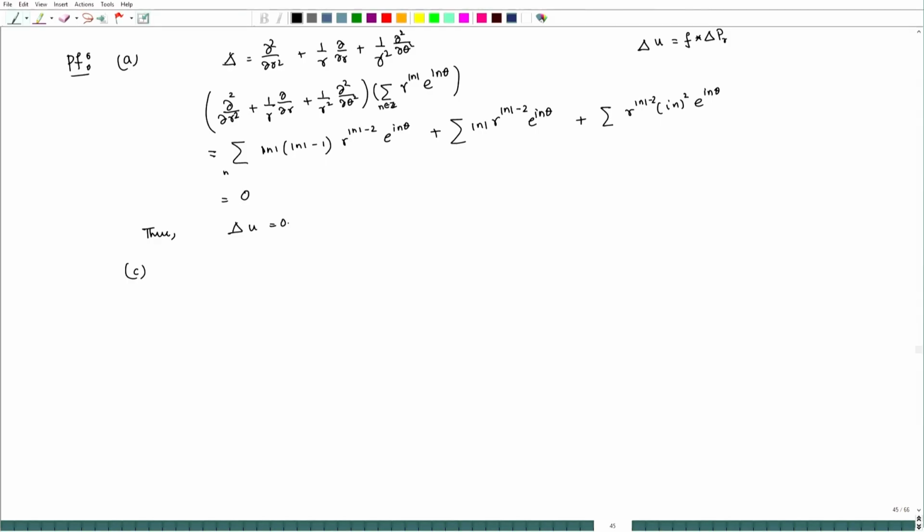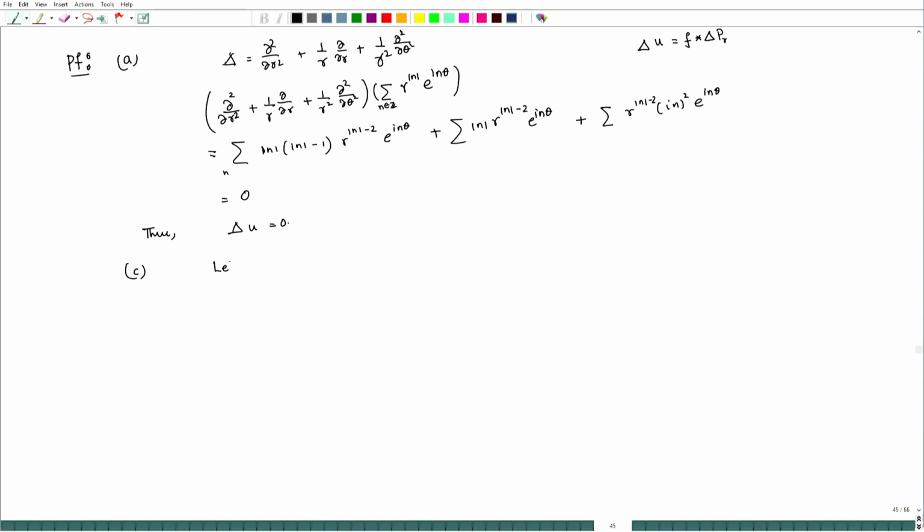Now, let us prove the third part, which says that if f is a continuous function, then this is going to be the unique solution of the Dirichlet problem. When f is continuous, we have seen that f convolution P_r(θ) converges uniformly to f(θ) as r goes to 1. That is what is very important for us. Now, let us show that it is unique.